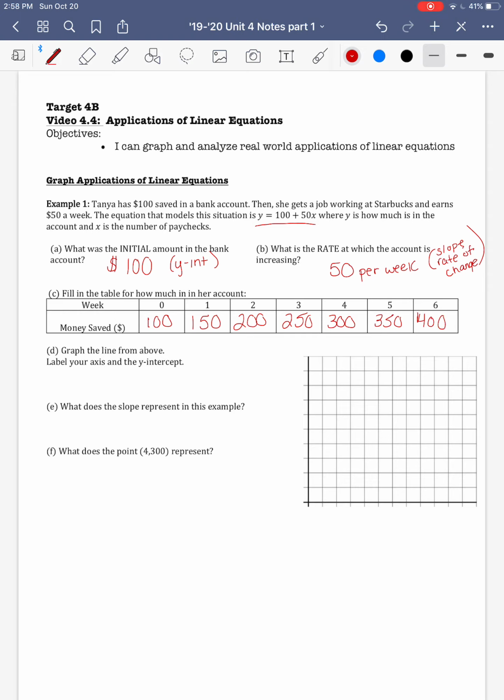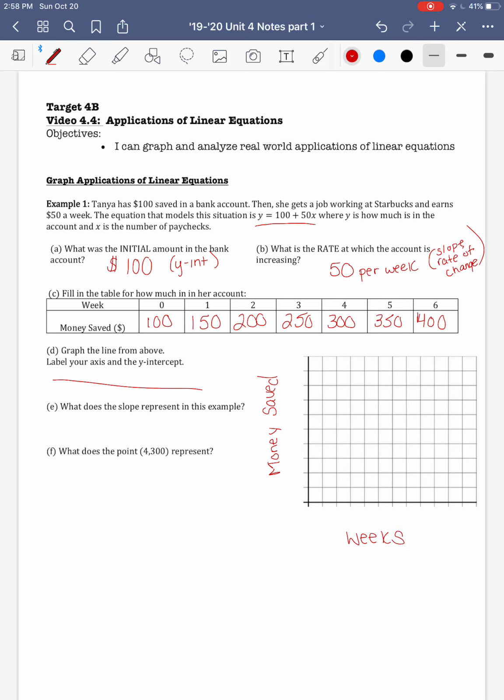So now that we've got this great table, we're going to pull it out onto our graph. Now we want to be able to label each axis. So I think we have to think back to Unit 3. What depends on the other? Remember, your y is your dependent. So this is going to be money saved, right? The money saved depends on the time or the weeks.